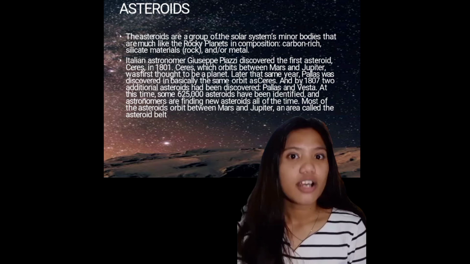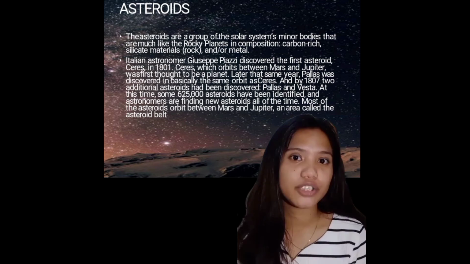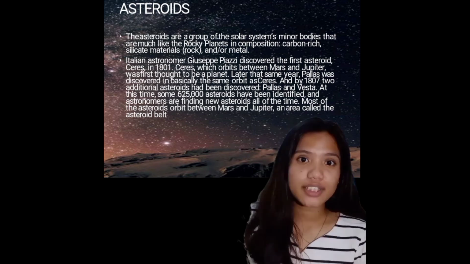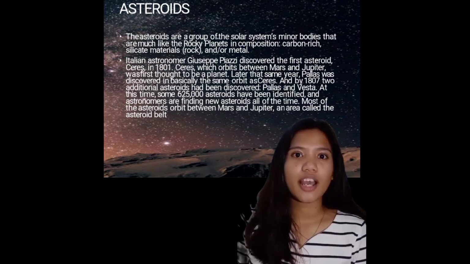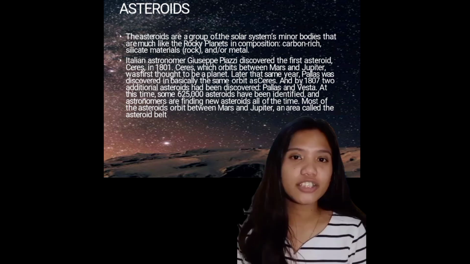Italian astronomer Giuseppe Piazzi discovered the first asteroid, Ceres, in 1801. Ceres, which orbits between Mars and Jupiter, was first thought to be a planet. Later that same year, Pallas was discovered in basically the same orbit as Ceres. And by 1807, two additional asteroids had been discovered, Pallas and Vesta. At this time, some 625,000 asteroids had been identified, and astronomers are finding new asteroids all the time.